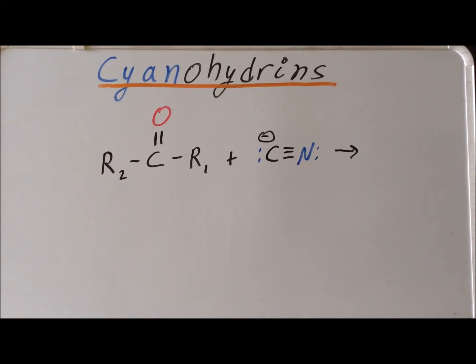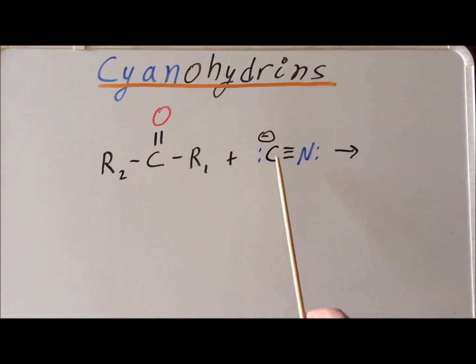To synthesize a cyanohydrin, we first begin with an aldehyde or a ketone. So in the case of an aldehyde, R1 would be simply a hydrogen atom, and R2 would be an alkyl group. And if R1 and R2 are both alkyl groups, then we have a ketone. We also need to add to the solution of our aldehyde or ketone an acidic mixture of cyanide ion.